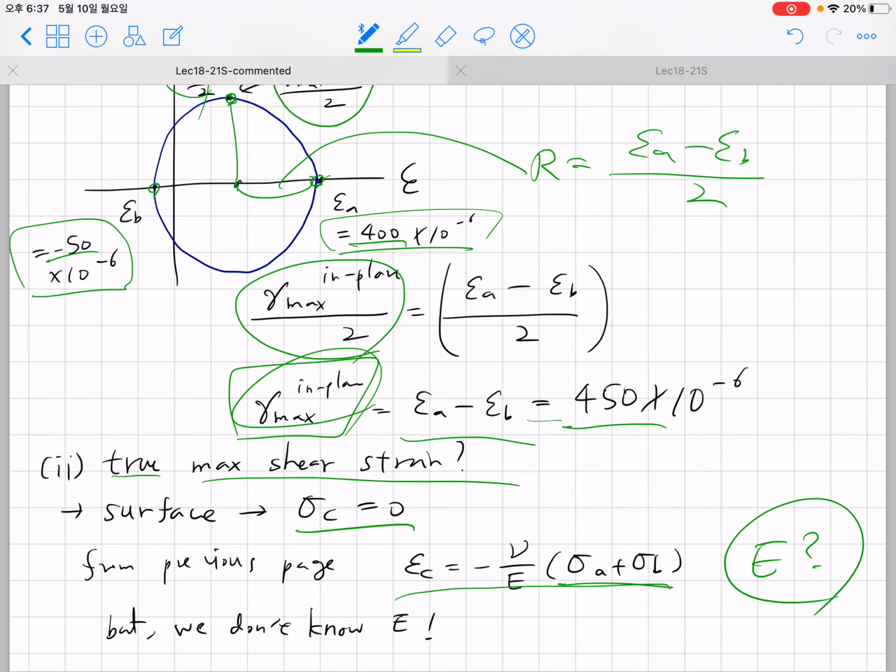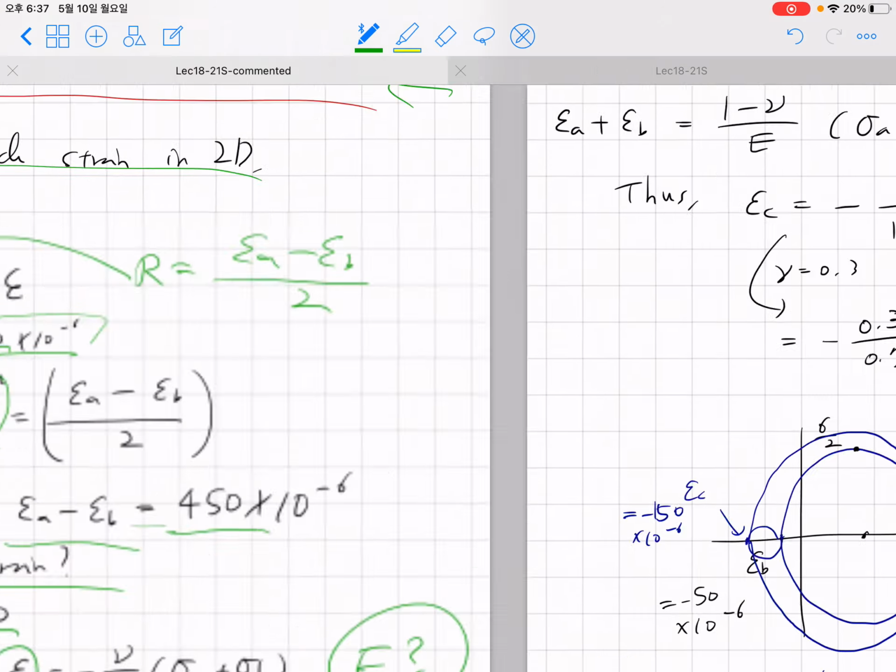In the absence of Young's modulus, which would give us the principal stress out of the principal strain, you cannot obtain sigma A and sigma B. However, even though we don't have sigma A, sigma B, and E, we can still obtain epsilon C out of epsilon A and epsilon B, and let's see how to do that.